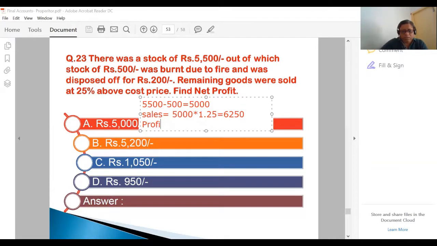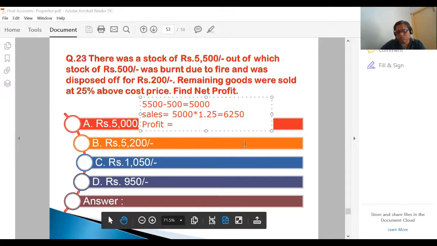Profit is... Sir, the 500 rupees goods that got burnt were sold for 200, sir. We can look at that separately. Okay. Somebody is asking, shall we note the previous one? Just give me time, I will note all. Okay.